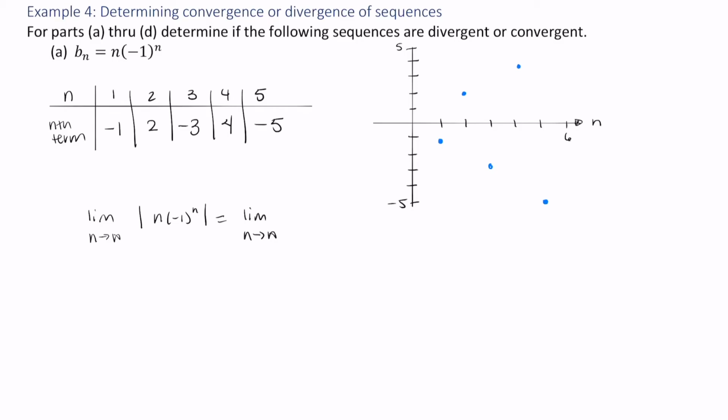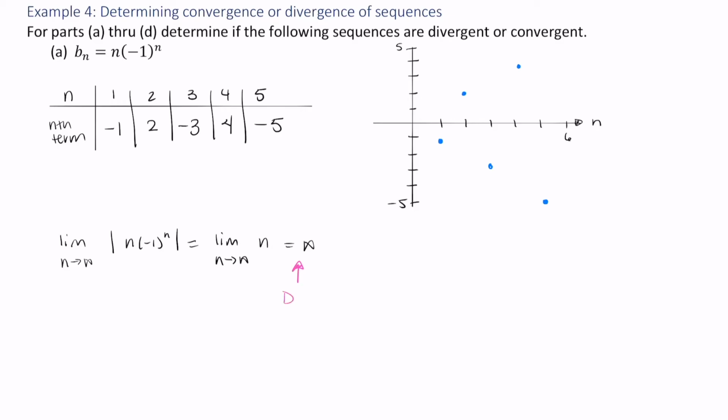This is the limit as n approaches infinity of n. And notice this just diverges. That is, there exists no finite limit here, since the limit of n as n approaches infinity is just infinity. So this sequence is not convergent, so it is divergent.